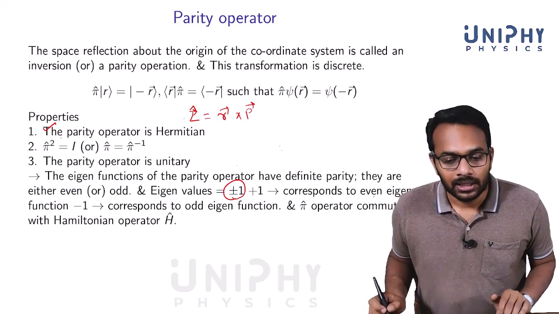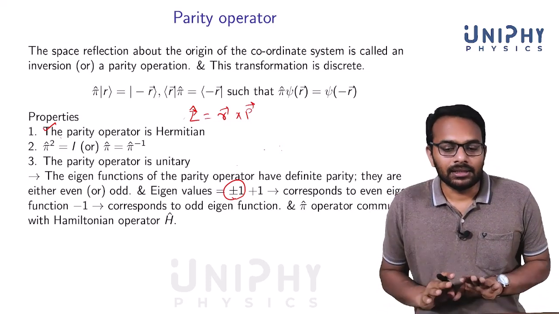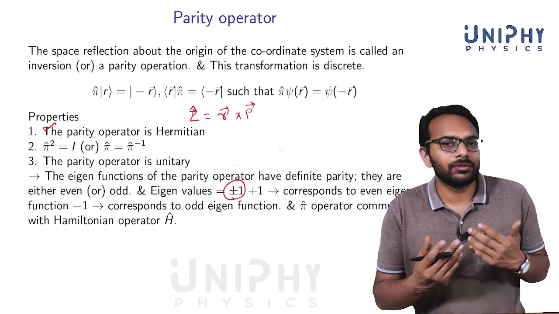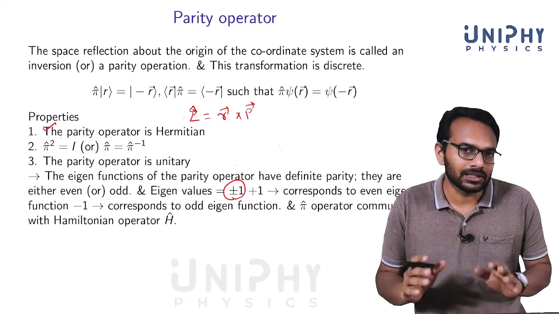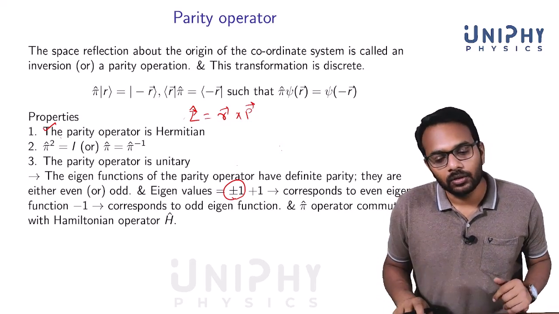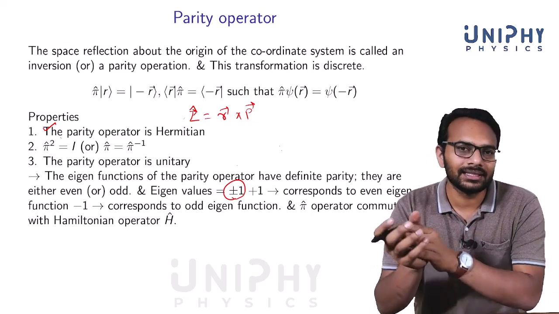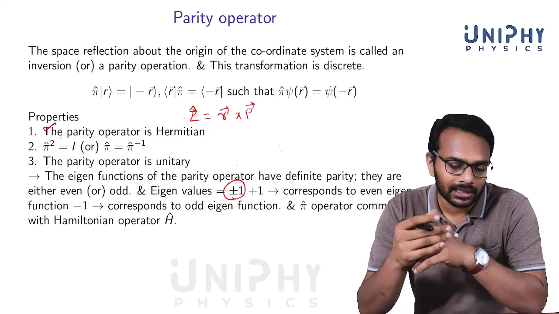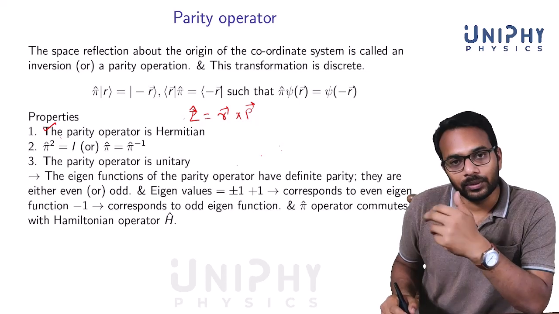Now in non-relativistic quantum mechanics, the parity operator commutes with the Hamiltonian operator. It's another way of saying that the Hamiltonian has the symmetry, it does not change when you invert the coordinate system. Or parity is conserved in non-relativistic quantum mechanics. When you go into quantum field theory and particle physics, things are a bit different, but in our case, we'll always have the parity operator commuting with the Hamiltonian.